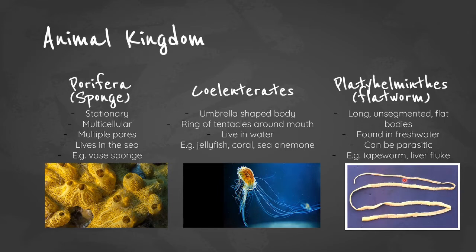The platyhelminths or the flatworm, as the name suggests, flat. They have flat, long, unsegmented bodies and are found in the fresh waters. They can be parasitic, meaning harming other organisms. An example is a tapeworm. As you can see in this picture, this worm almost looks like a long stream of tape. So you see how flat and long it is?